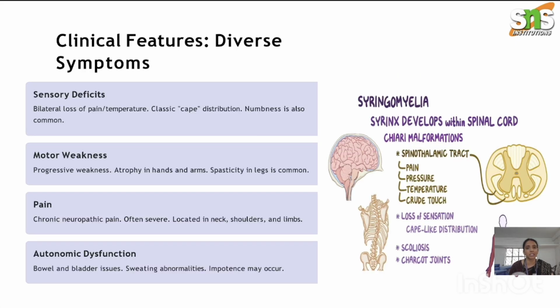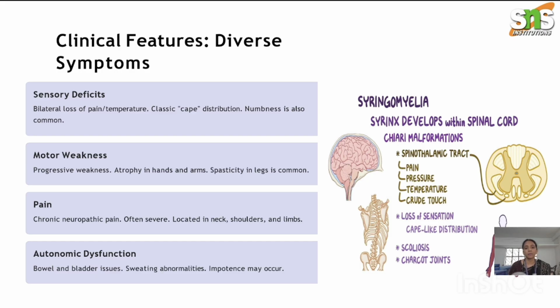What are the clinical features we can expect as the diverse symptoms of syringomyelia? Sensory deficits include bilateral loss of pain and temperature sensation in the affected area, and the classic cape distribution can be seen in the sensory deficit. Numbness is also common. In motor weakness, the weakness will be progressive in nature. Atrophy in the hands and arms will be seen in the severe state, and spasticity in the legs is common in syringomyelia cases. Pain, which is basically chronic neuropathic pain, is often severe and located at the neck, shoulder, and the limbs related to the syringomyelia.